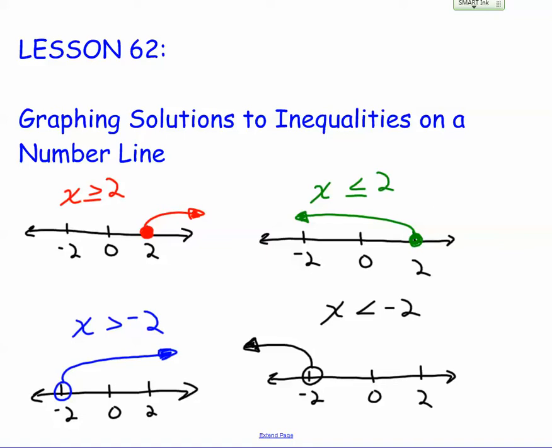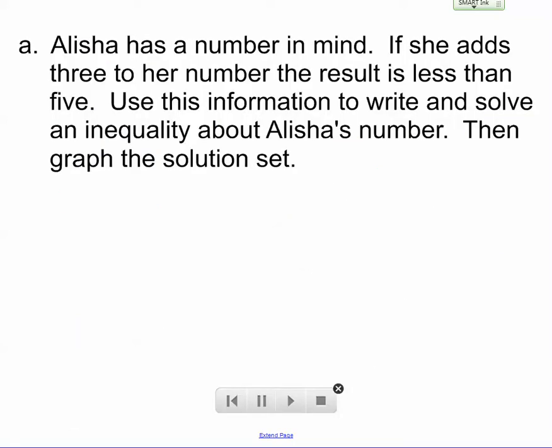All right, Alicia has a number in mind. If she adds 3 to her number, the result is less than 5. Use this information to write and solve an inequality about Alicia's number. Then graph the solution set.